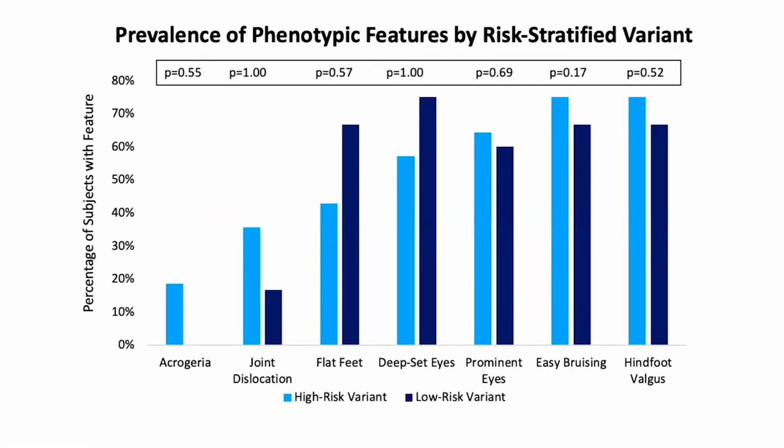And then here, this figure displays the frequency of common features by dichotomized variant type, with the light blue here being high risk and this dark blue being low risk. As you can see from the p-values listed above here, there were no statistically significant differences when stratified by dichotomized variant type.